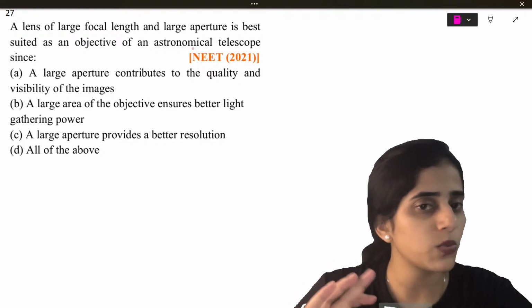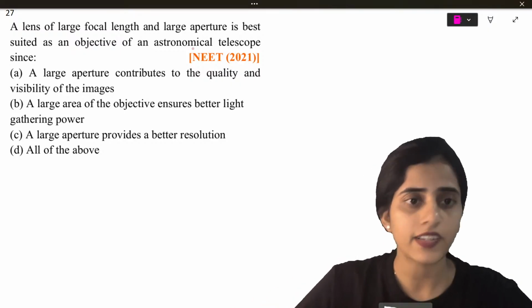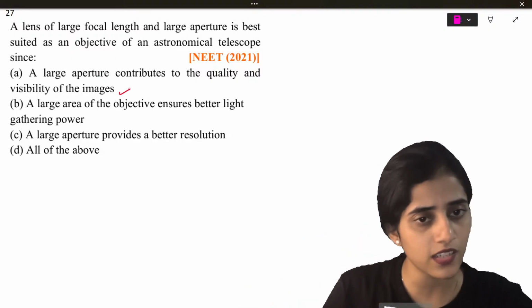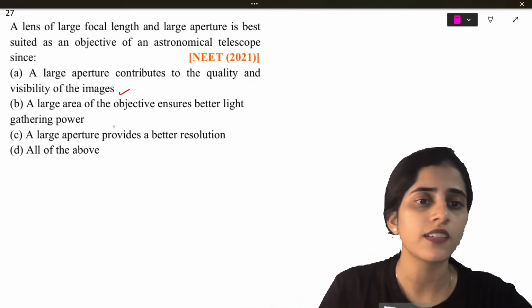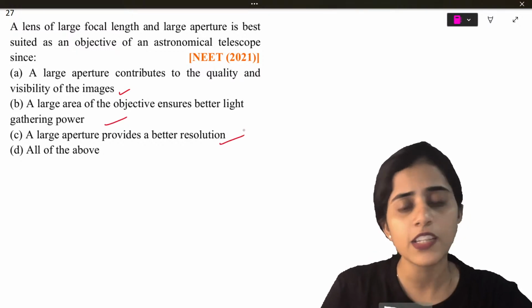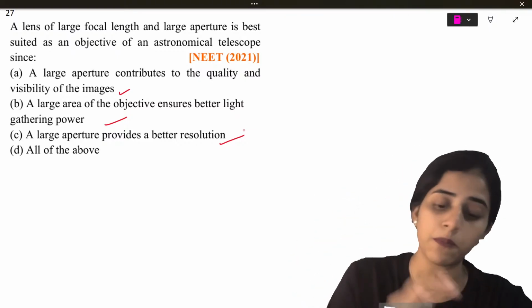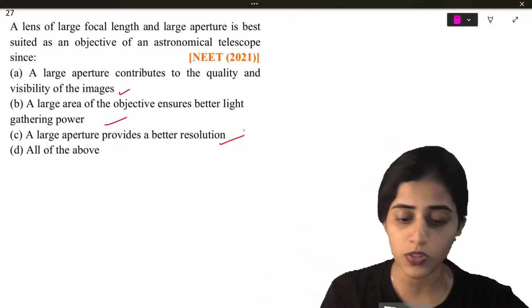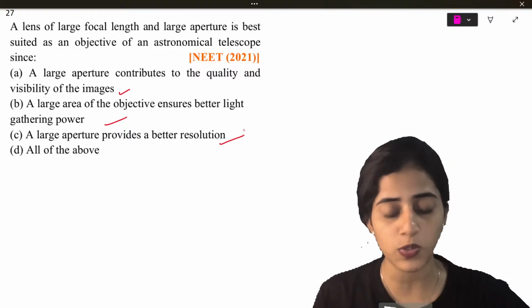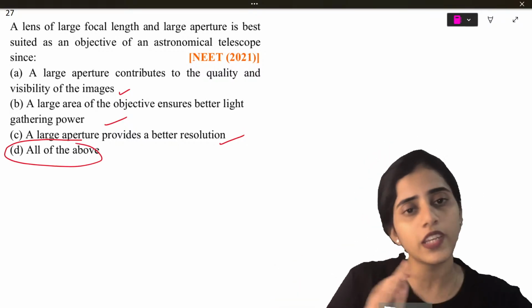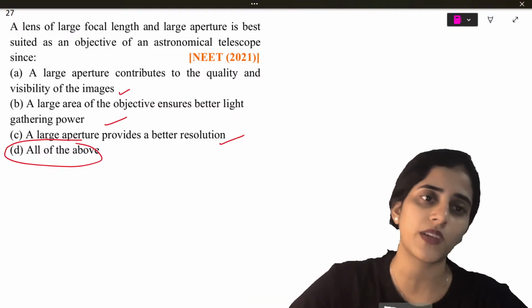A large aperture would allow lots of light to enter, and that will definitely give you brighter and better images. So option A is correct. A large aperture gives better light gathering power. It would provide better resolution as well, since resolution is dependent on the aperture size. A large aperture would mean large power, which means better resolution. So the answer is all of the above. This is just a conceptual question.